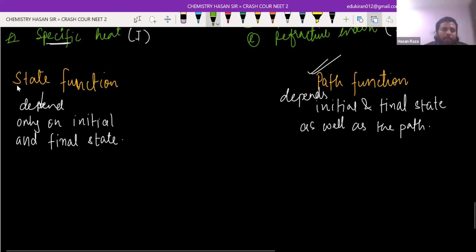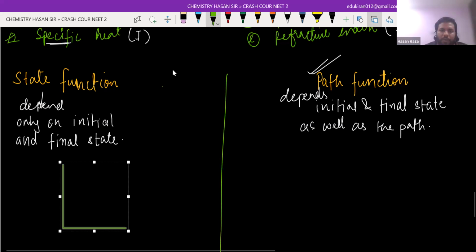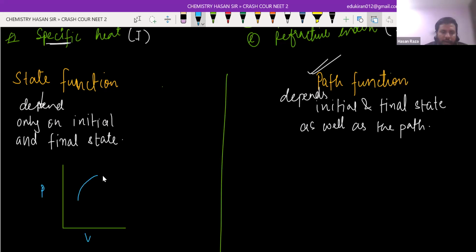So we are first going to talk about the state function. What is a state function? Let's take an example with a graph. This is your X and Y axis. This is pressure and this is volume, and the graph looks something like this. Now there are three paths. This is point A and this is point B. We need to go from A to B, and there are three paths: this is the first path, this is the second path, and this is the third path.